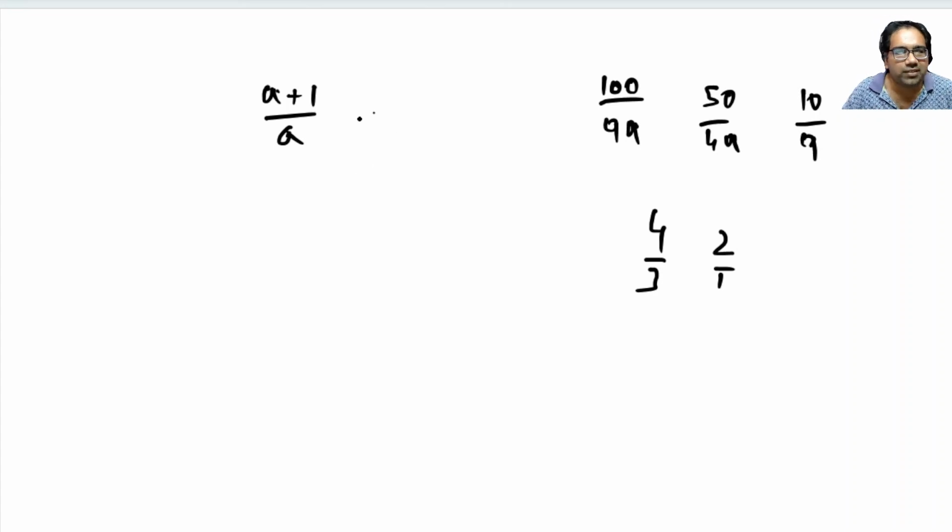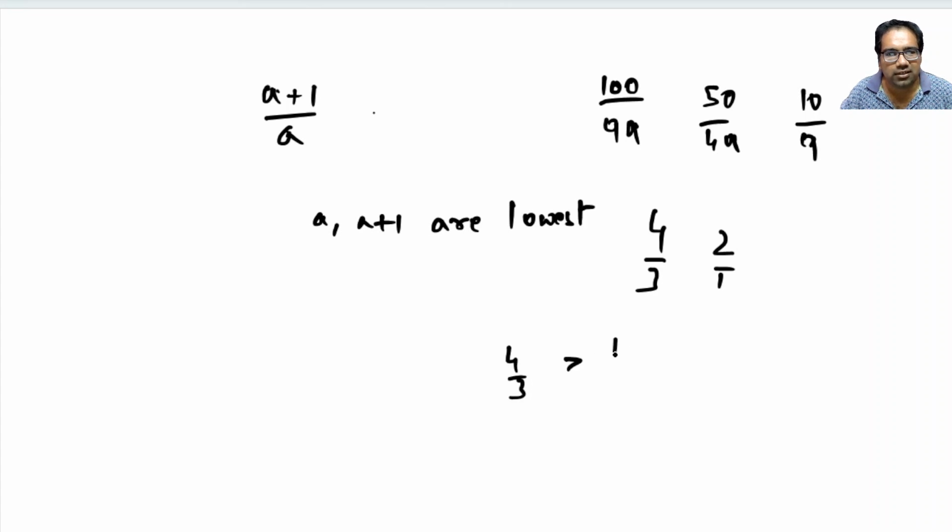Now, when is the value of this fraction highest? The value of this is highest when a and a plus 1 are lowest, right? So, for example, 4 by 3 is greater than 100 by 99. As a and a plus 1 increase, the value of the fraction will come closer to 1. If it is 1000 by 999, that would be even smaller than this. So the value of this fraction is highest when a plus 1 and a are lowest. For example, 2 by 1 is greater than 4 by 3.